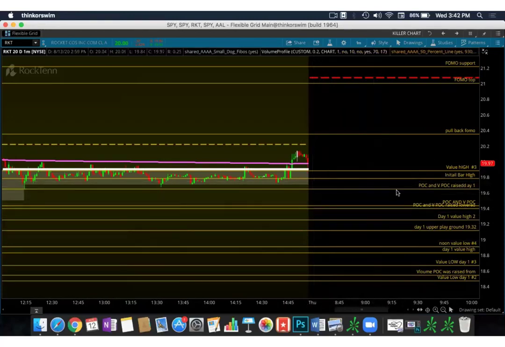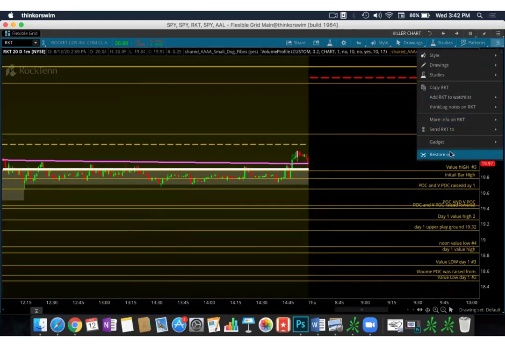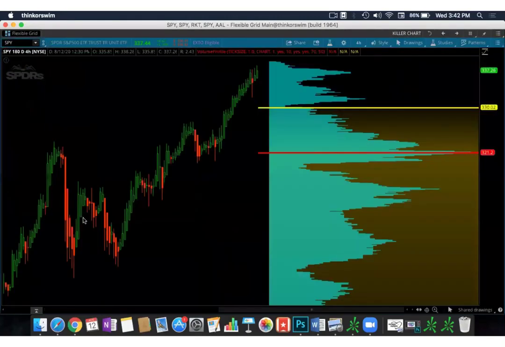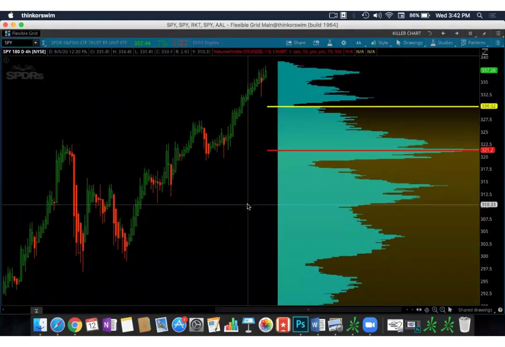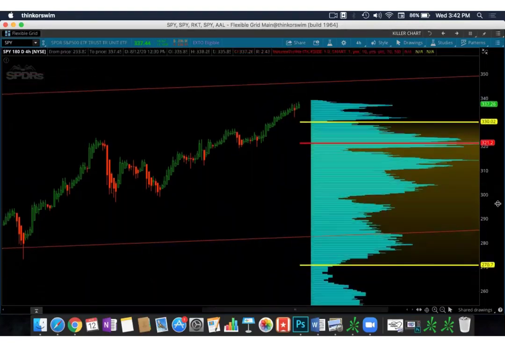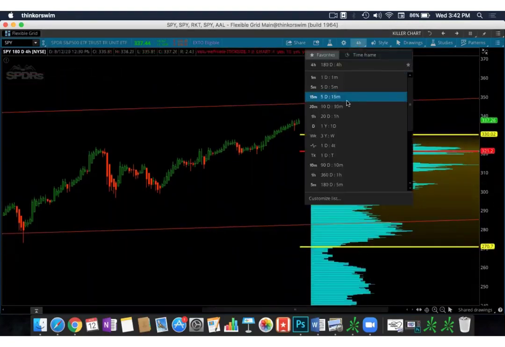So I'll switch over to a different chart so we can get a different idea and restore these cells here. This one is on a 4-hour time frame. Switch over to the 30-minute.